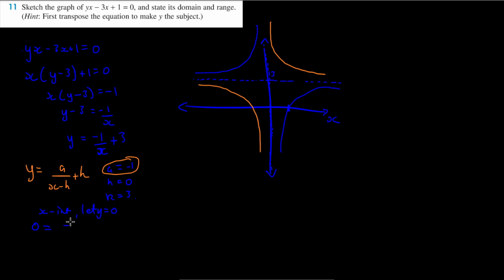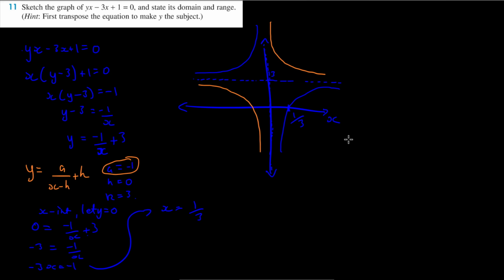0 = -1 on x + 3. Let's get that positive 3 to the other side, so -3 = -1 on x. Multiply both sides by x. -3x = -1. And I'll just finish that up here. x = 1/3, because -1 divided by -3 is a positive. So this value here is 1/3.